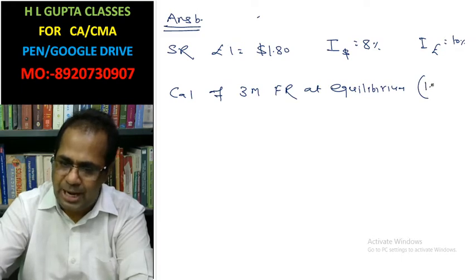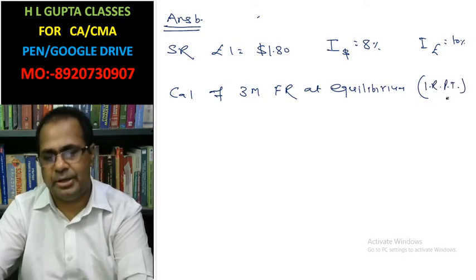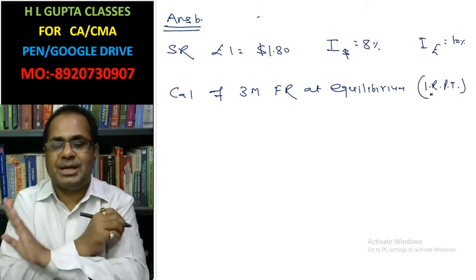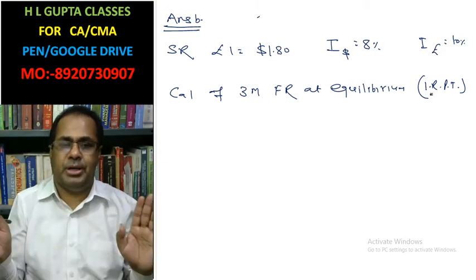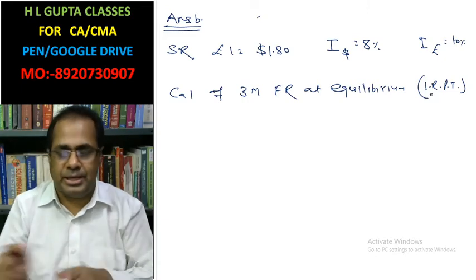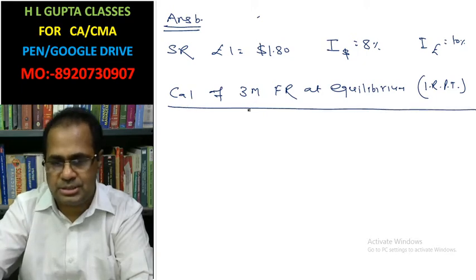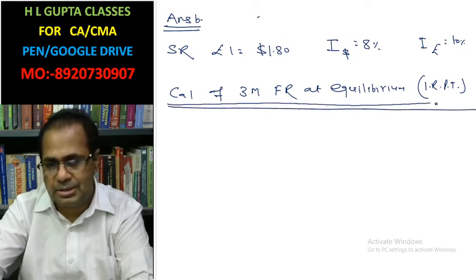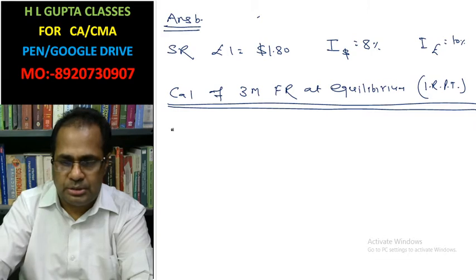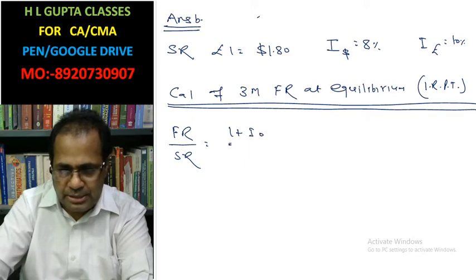This is also said to be IRPT, the interest rate parity theorem. I have explained the interest rate parity theorem very well in the concept class. Please try to understand IRPT. This is the forward rate upon the spot rate: 1 plus interest of the other currency, over 1 plus interest of the same currency.